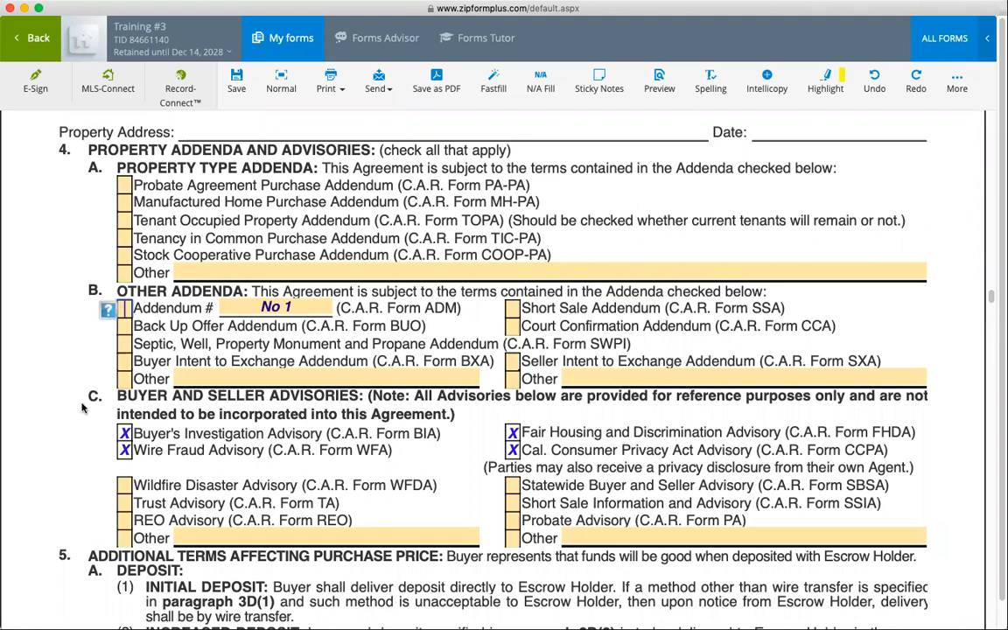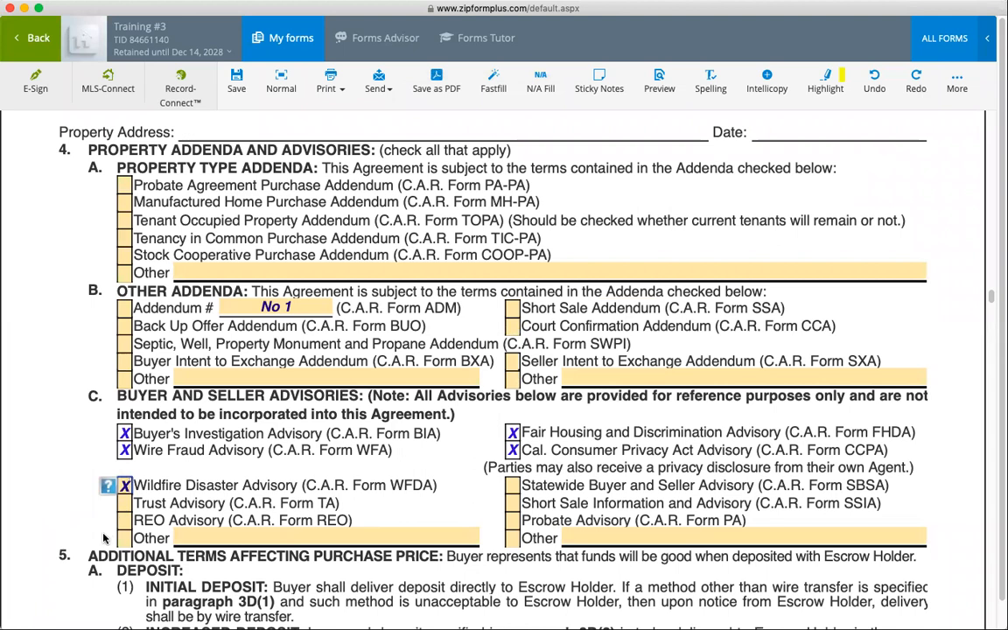And then there are advisories, and these aren't contractual, they're just advisories. The ones that are pre-checked are already attached, and we've already gone over the buyer's investigation, wire fraud, fair housing, privacy. Then there are others that are going to be attached when they apply. The wildfire disaster advisory. I think in our area, we're always going to be attaching that. Even if you're in the town of Sonoma here, we're in a wildfire disaster area.